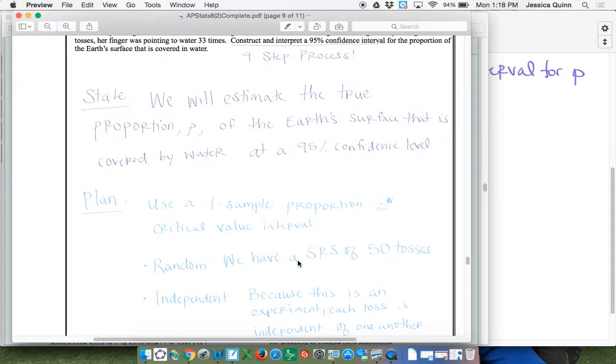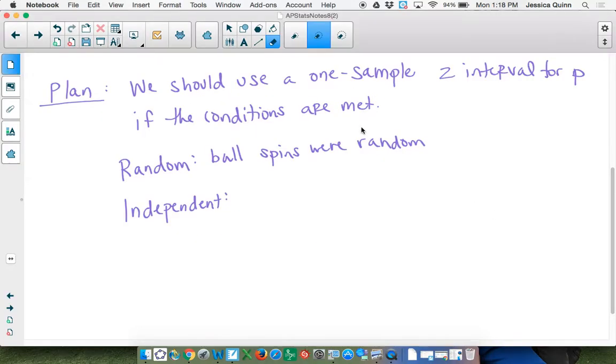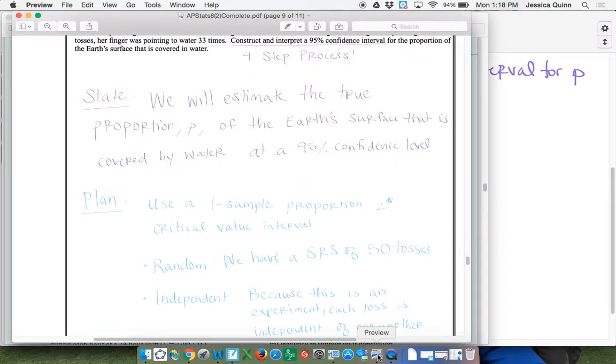I think in class we called it, what did we call it? One sample Z interval. Any of that is fine. As long as you get in there that it's one sample, that we're dealing with proportions, and we're using Z-star critical values, you're covered.